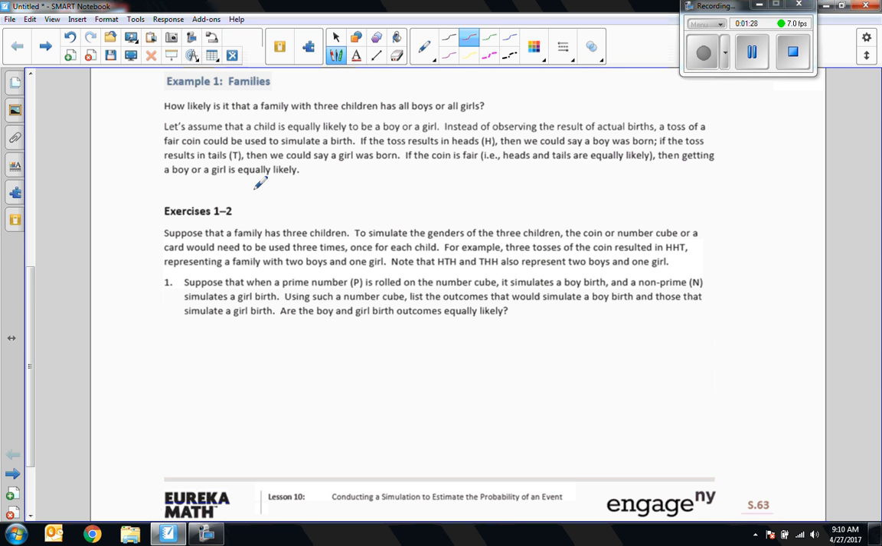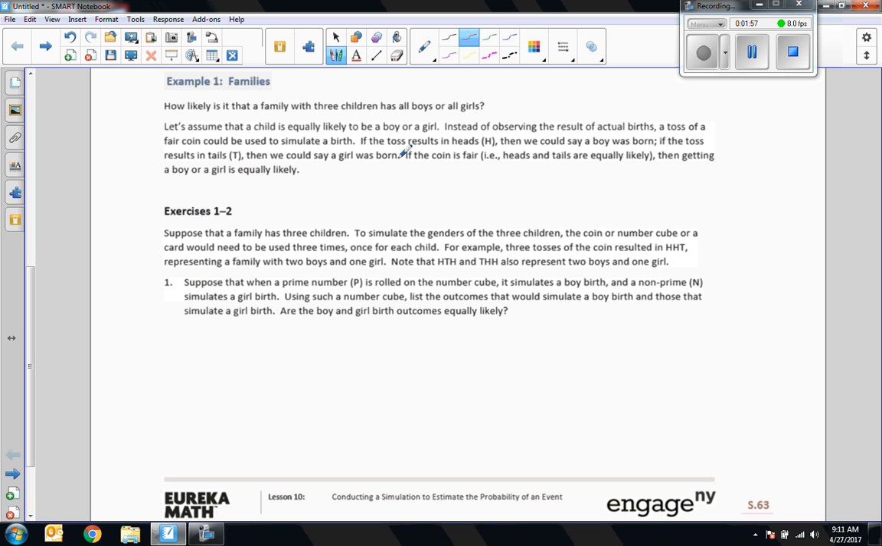Okay, so example 1. Families. How likely is it that a family with 3 children has all boys or all girls? Let's assume that a child is equally likely to be a boy or a girl. Instead of observing the result of actual births, a toss of a fair coin could be used to simulate birth. If the toss results in heads, H, then we would say a boy was born. If the toss results in tails, T, then we would say a girl was born. So heads is boys, tails is girls.